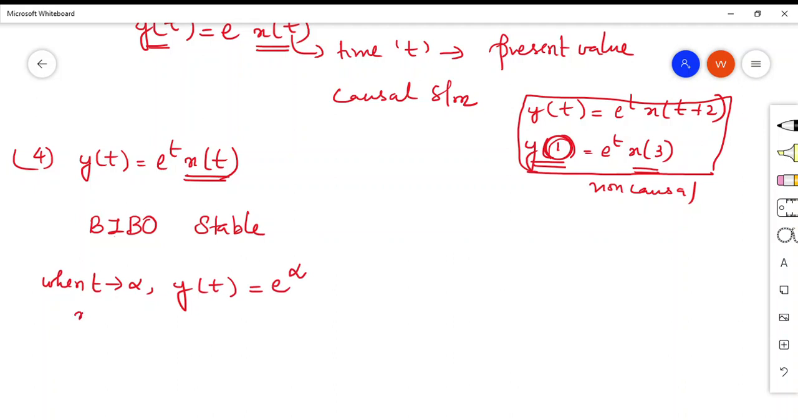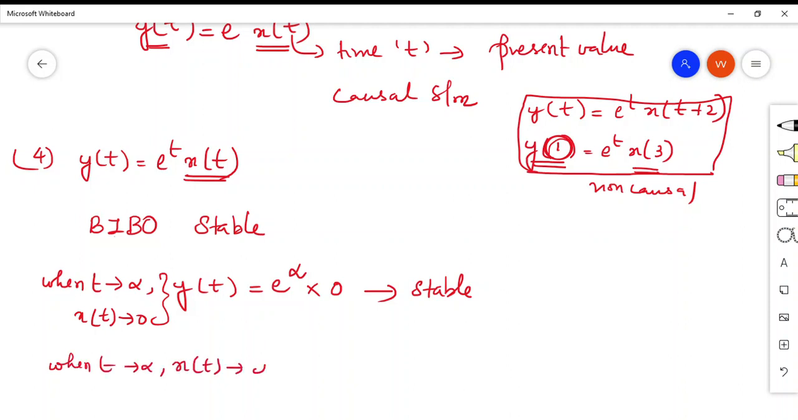You take t tends to infinity, imagine your x of t is tending to 0. So your y of t will be equal to e raised to infinity into 0. So it is a stable system, because e raised to infinity into 0, you can take it as 0. Now when t tends to infinity, imagine x of t is tending to infinity. So then what will be y of t? y of t will be equal to infinity, so it is unstable.